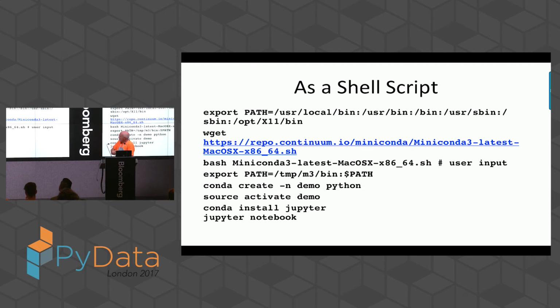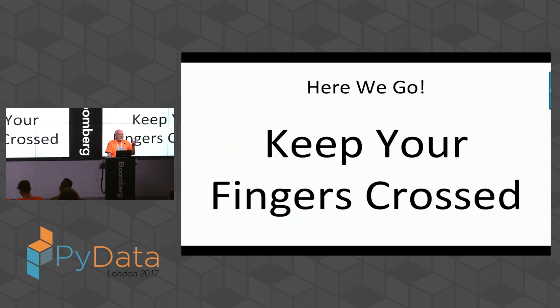The one thing I have to do is, because I'm running the installer interactively, I have to make sure that my user input does actually end up putting the conda installation where I want it. I then create a new conda environment called demo. I activate that, I install Jupyter into it, and I run the Jupyter notebook. So that is the plan.